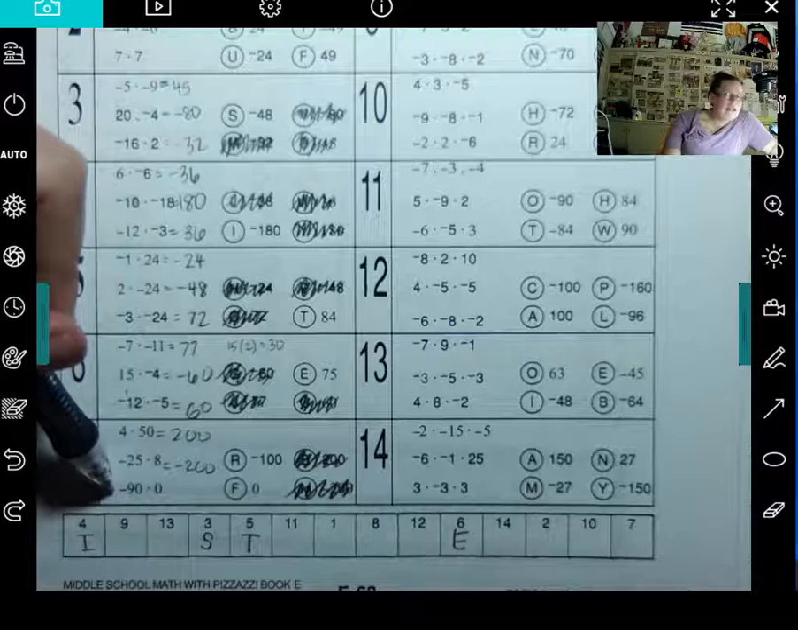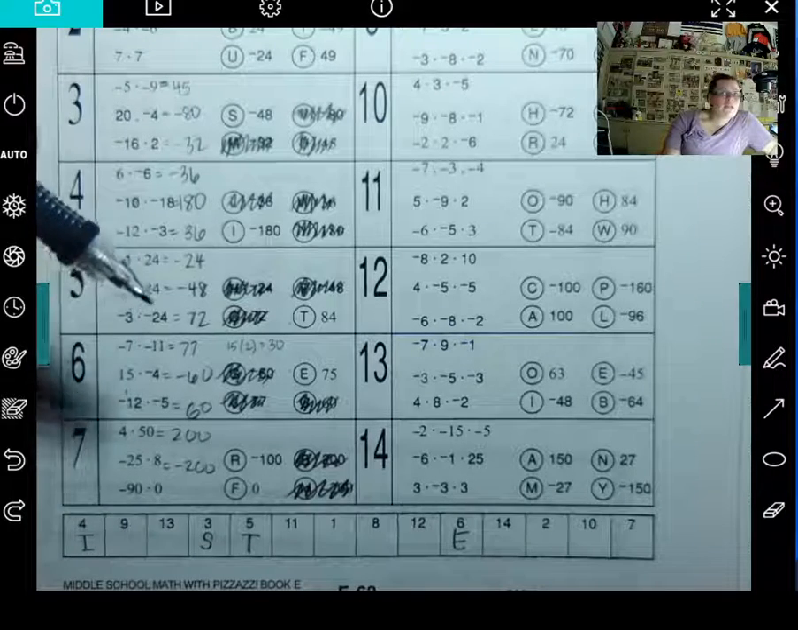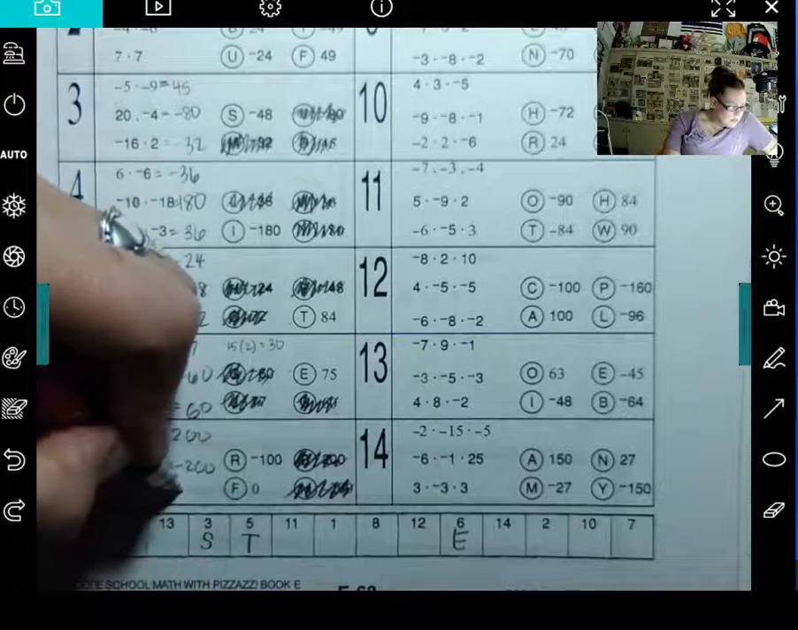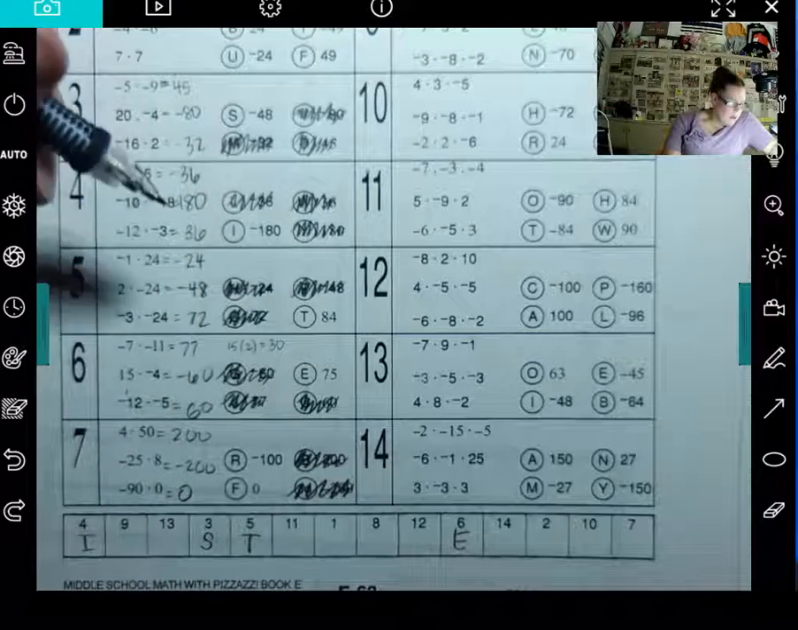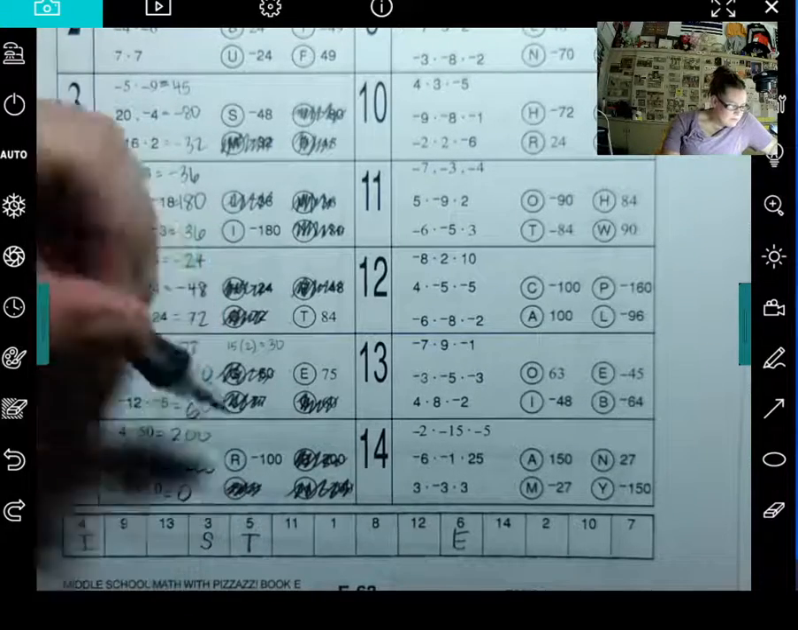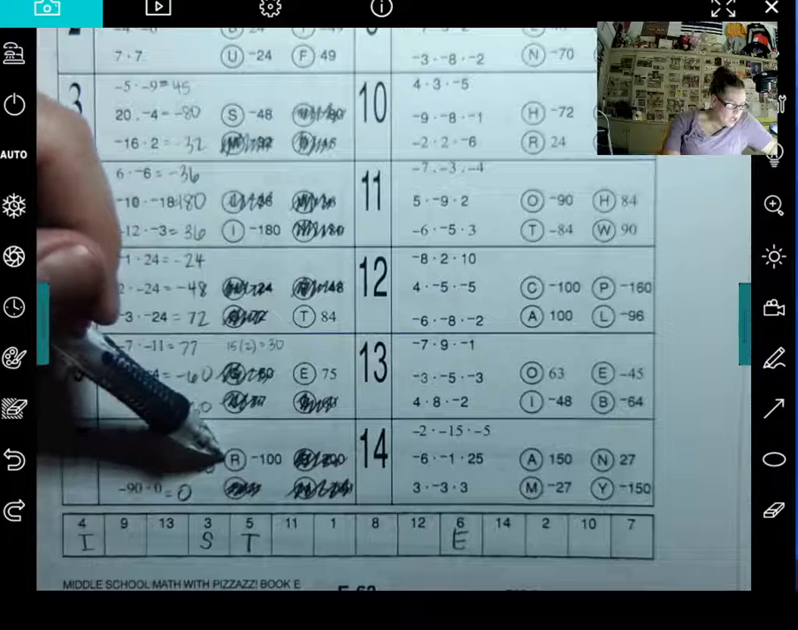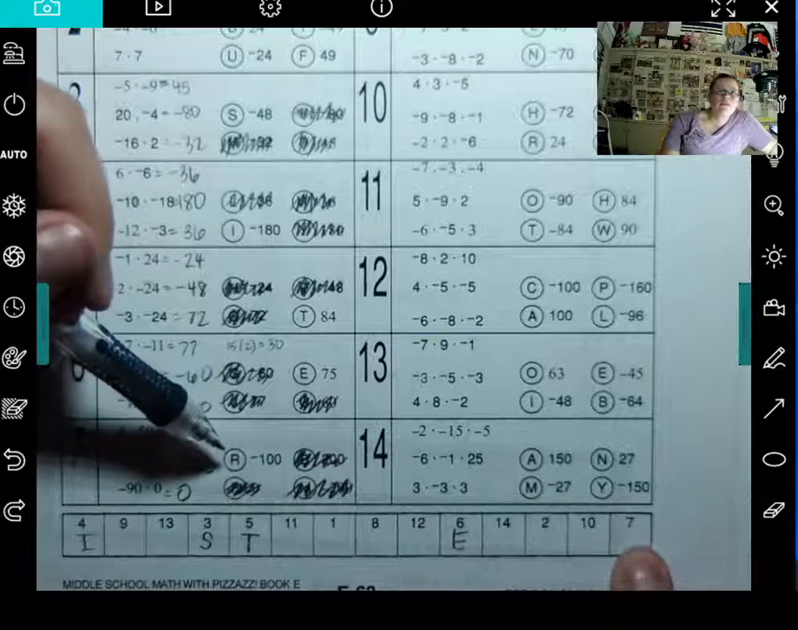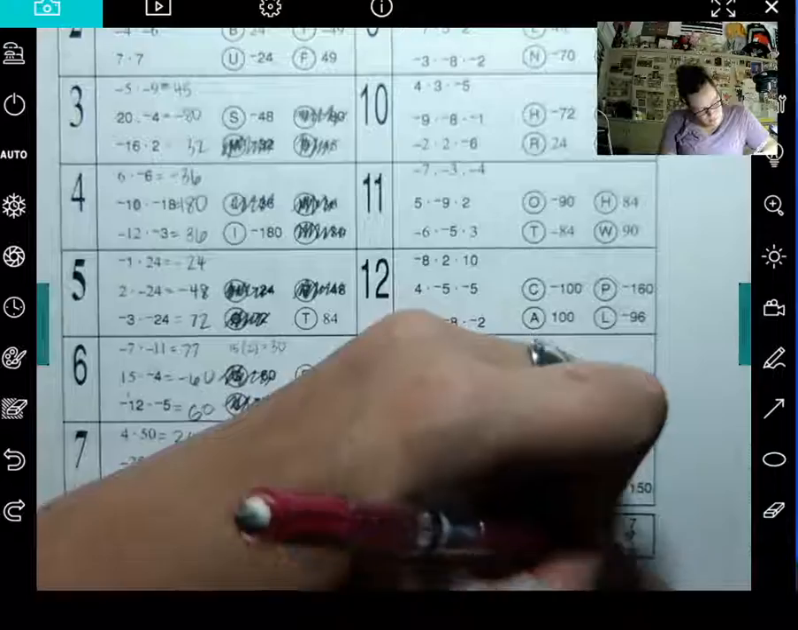And then 90 times 0, it doesn't matter that it's negative because any number times 0 is a big old 0. Cross out that F. So then we're left with an R. So next to number 7, we are going to put in R.